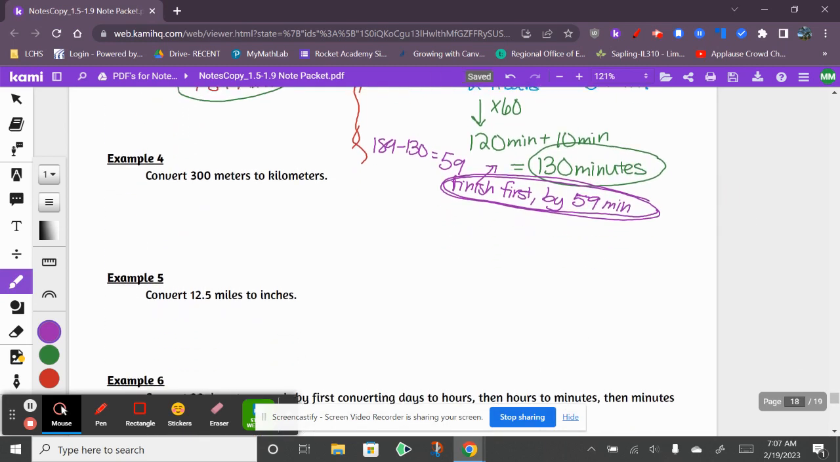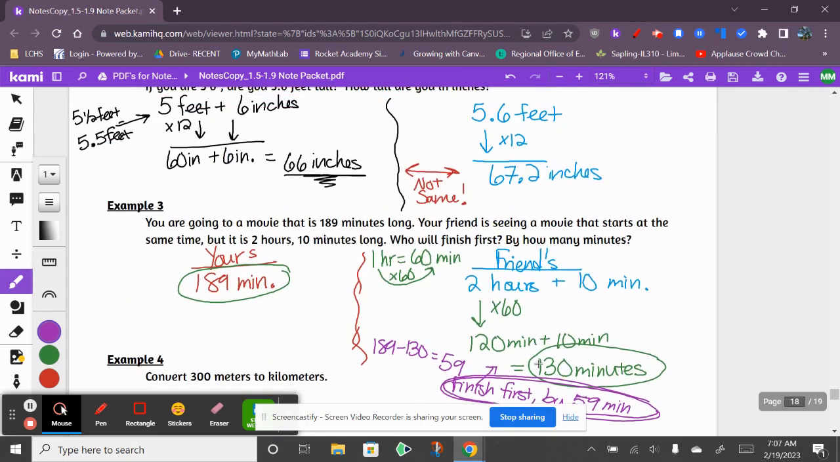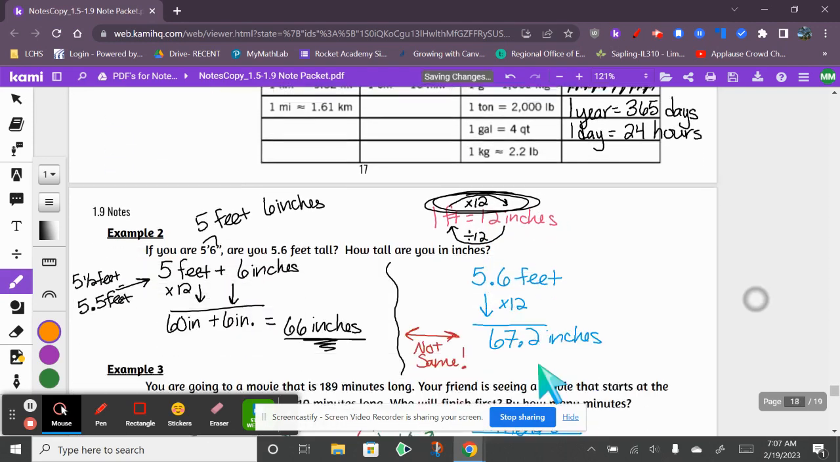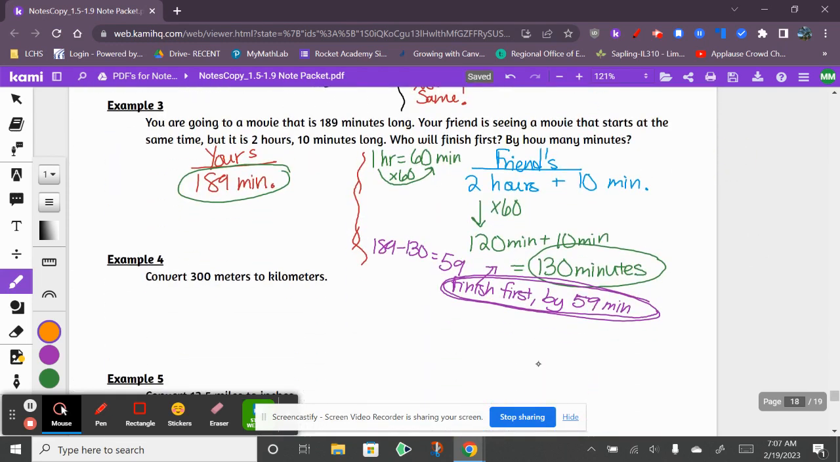Example 4 says to convert 300 meters to kilometers. So we're going to look for meters and kilometers. So I find it right here. 1 kilometer equals 1,000 meters. So I'm just going to write that fact.